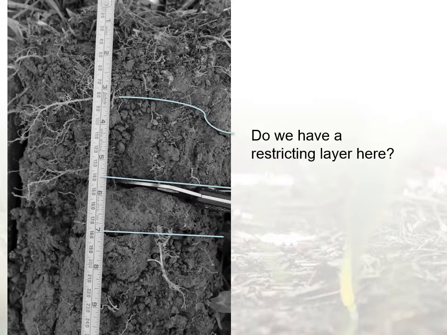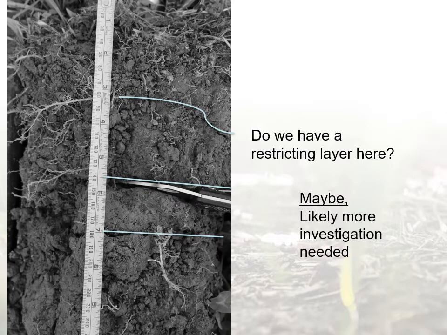But then when we get down to that 7-inch depth, where we're seeing another horizontal fracture, we look below that and there are plant roots all over down below there, growing in this soil profile. So do we have a root restricting layer here? And the answer to that question is maybe. We likely need more investigation on this site.